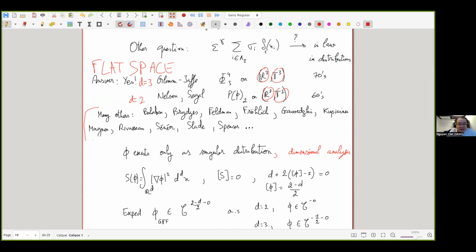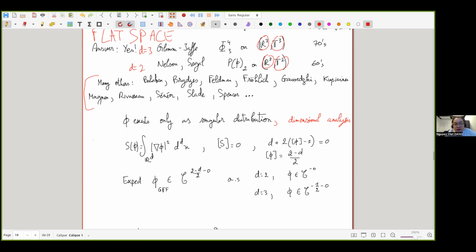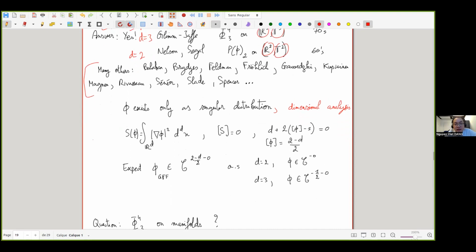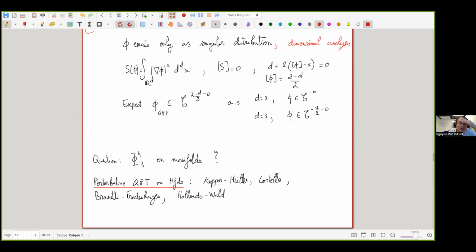And here I give a list of many other contributors to this field that started with Nelson, Segal, Glimm, and Jaffe, which is called constructive quantum field theory. So there are many people who made many contributions to the study of these quantum field theory measures. And one of the difficulties when you study these QFT measures is that the field phi does not exist as a random function, but it exists as a singular distribution.